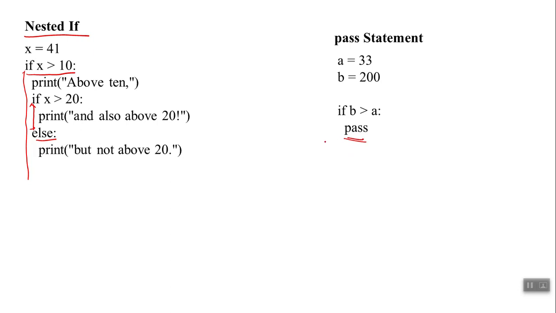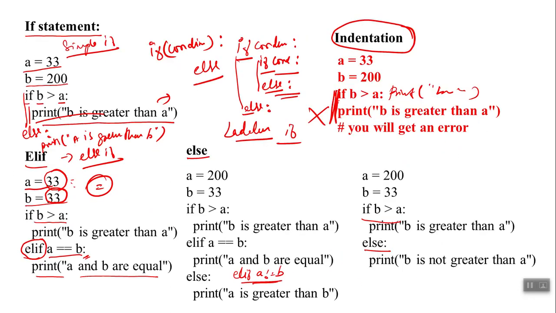Next, pass. It will do nothing. Pass is a statement which is just pass. We play a game, right? If I don't know anything, I will say pass, so it will be passed on to the next statement. This is all there is in your if statement.